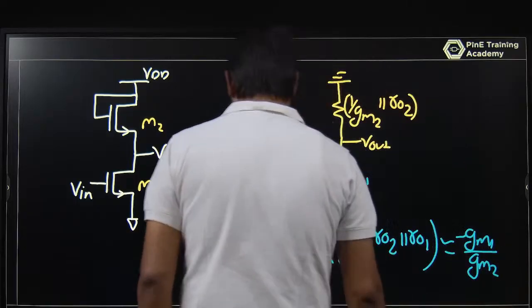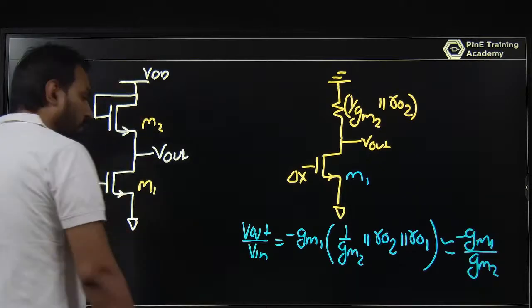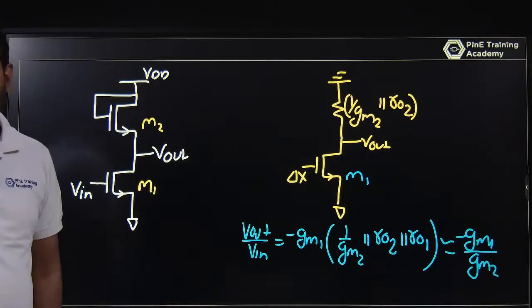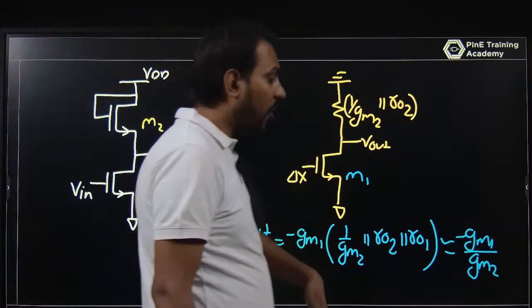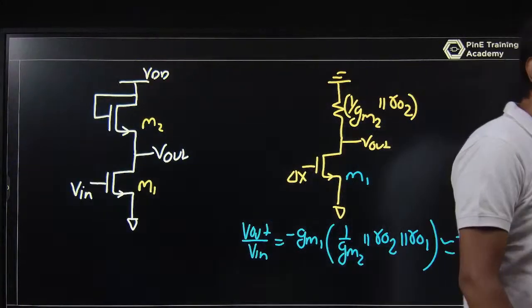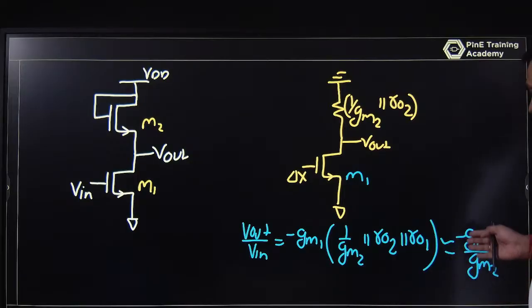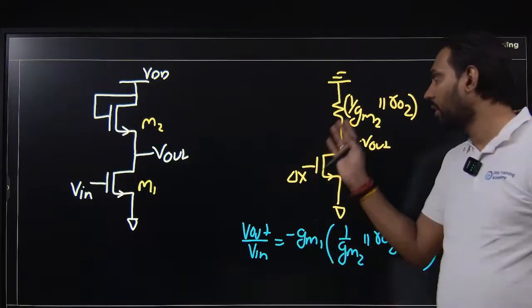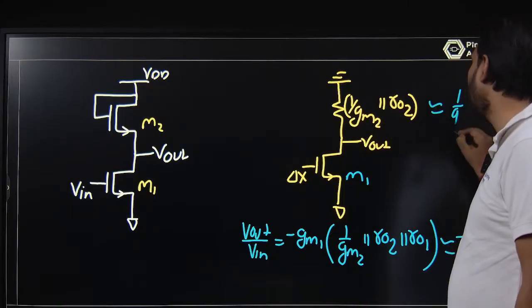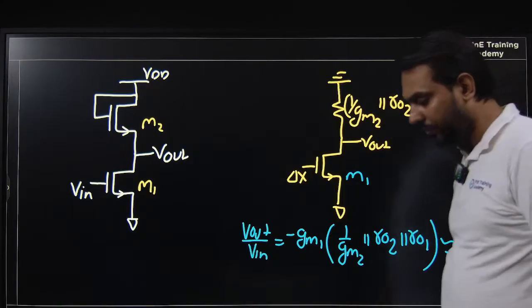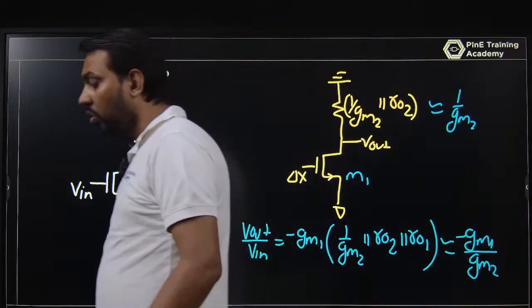This is the gain. So Vout by Vin is minus gm1 upon gm2. In the previous case that was minus gm1 times R naught parallel RD. Now that gain is minus gm1 upon gm2, because 1 upon gm2 parallel R naught, I can say is approximately 1 by gm2.